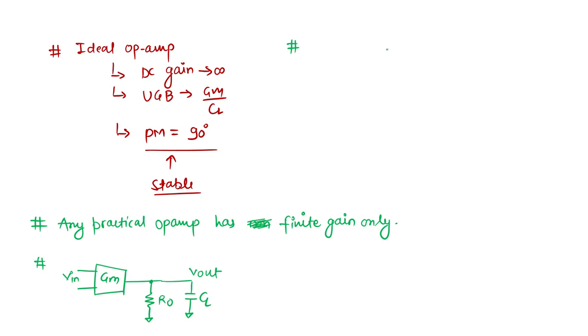The current generated here, let me call it I, is GM V in. So what is the V out here? V out is nothing but I divided by the admittance. Instead of impedance, I will use admittance. For two parallel elements, the admittance will be G naught plus CLS. What is this G naught? G naught is nothing but 1 upon R naught.